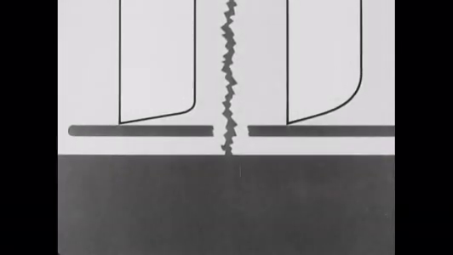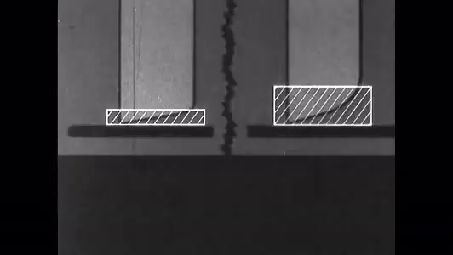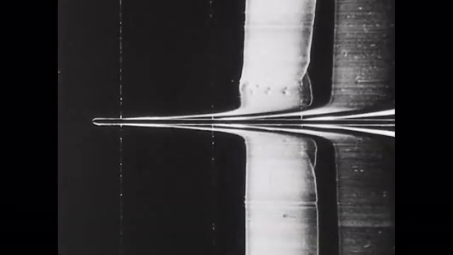Upstream, 95% of the total vorticity is contained within this area. Downstream, 95% of the total vorticity is contained within this area. Viscosity acts through the mechanism of molecular diffusion to spread out the vorticity as it is convected downstream. The local boundary layer thickness is a measure of the distance vorticity has diffused away from the plate.